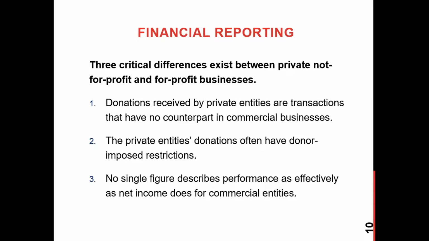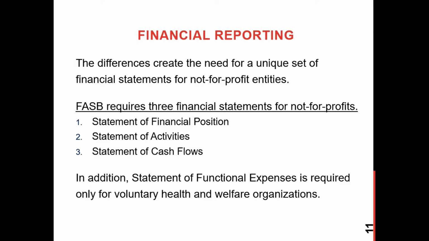For-profit organizations, we know the net income number. The net income number tells how efficient the company is going, but you really cannot say the performance based on only one figure. So you see there are still subtle differences, and that's why there is a need for a unique set of financial statements for not-for-profit entities. And we'll go over some examples from the textbook. I'll show you my e-textbook to go over some examples.